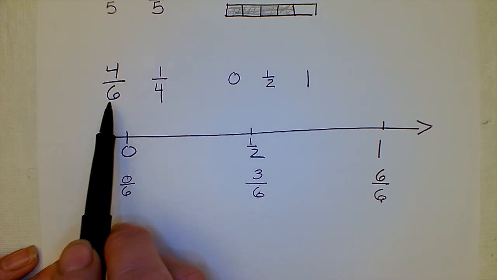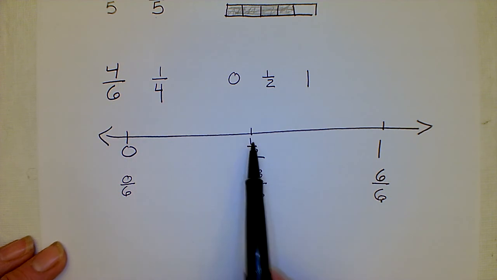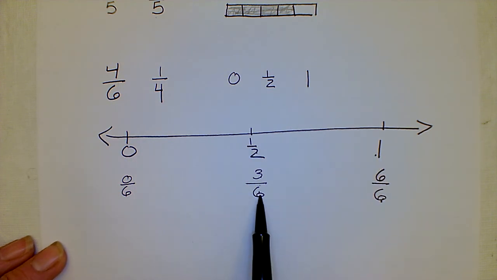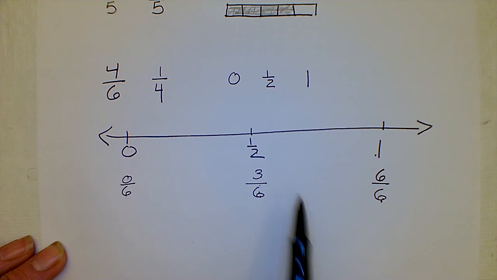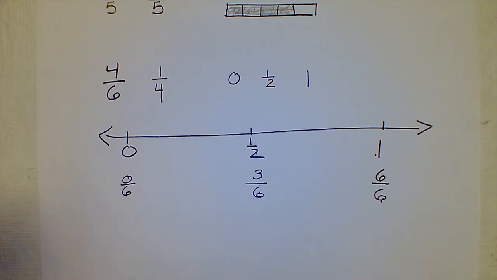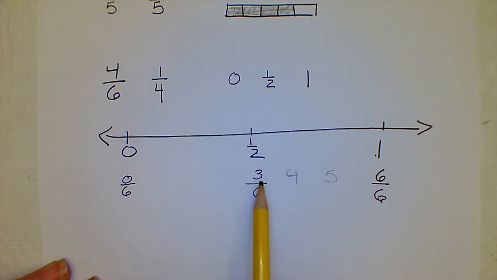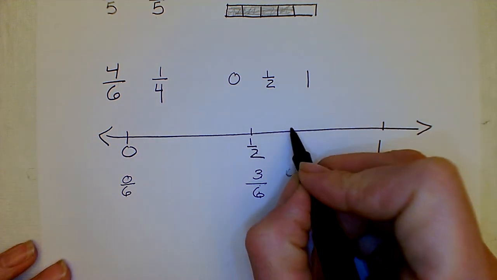So now if I look at my fraction 4/6, I can see that it is going to go between 1/2 and 1, because it's going to fall between 3 of this size pieces and 6 of those pieces, between 3/6 and 6/6. And if I wasn't sure where it was going to go, I could quickly jot in my numbers. I could put 4 in here and 5 in here and say, oh look, it's going to be between 3/6 and 6/6, closer to the 3/6. And I'm going to put that one in here.